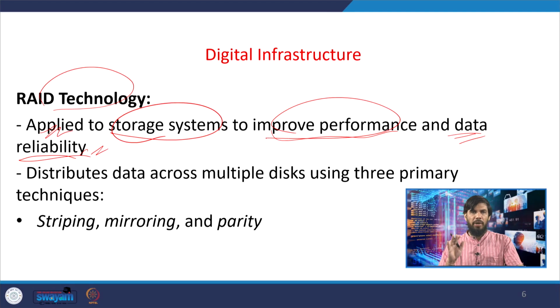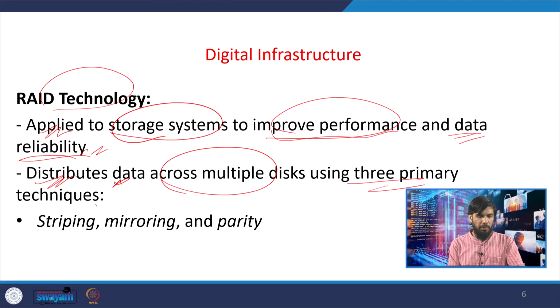Very common, cloud vendors and big tech firms and other tech firms, for their own storage systems or the services that they are providing, it is very common that they apply the RAID technology to their storage systems. What it does is distribute data across multiple disks, using 3 primary techniques that we will talk about. How this contributes to data reliability and to performance, we will talk about. Striping, mirroring and parity, these are the 3 main techniques used in RAID technology. So, let us talk about each one of them one by one.